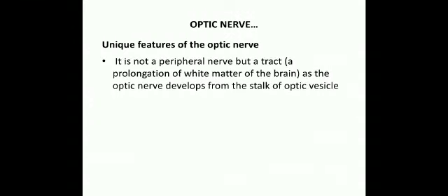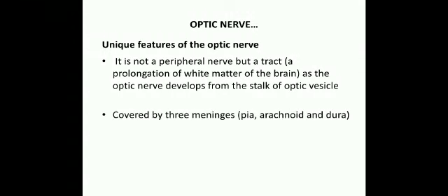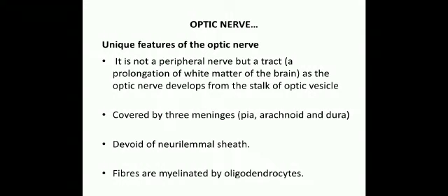So the unique features of the optic nerve: it is not a peripheral nerve but a tract, that is, a prolongation of the white matter of the brain. In the development of the eyeball we have seen that the optic nerve develops from the stalk of the optic vesicle. It is covered by three meninges, that is pia, arachnoid and dura mater of the brain, and it is devoid of neurolemmal sheath. The fibers are myelinated by the oligodendrocytes. The peripheral nerves are myelinated by Schwann cells.